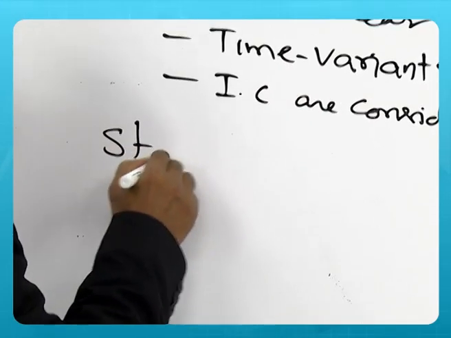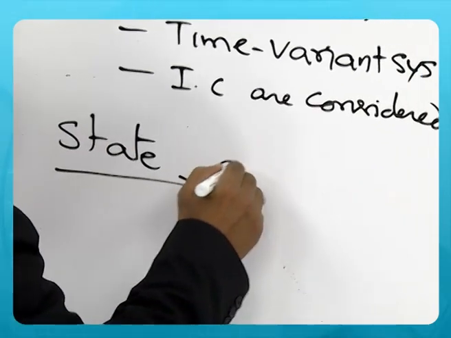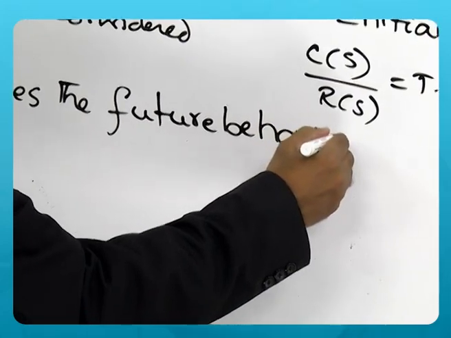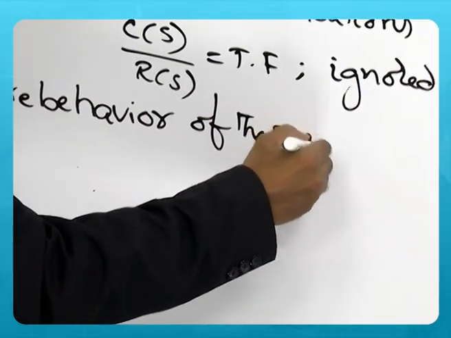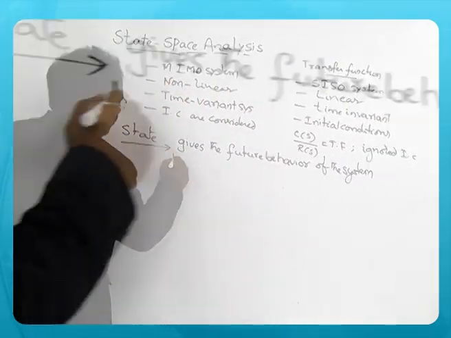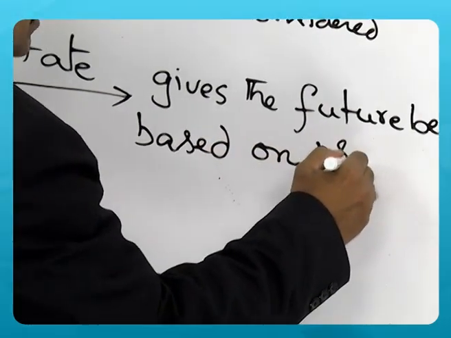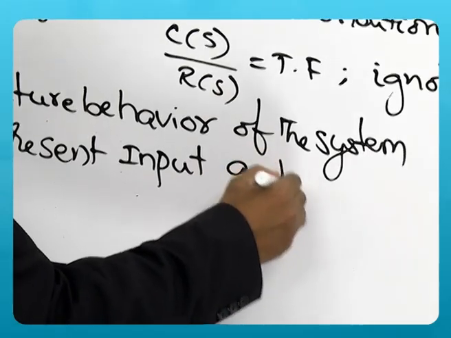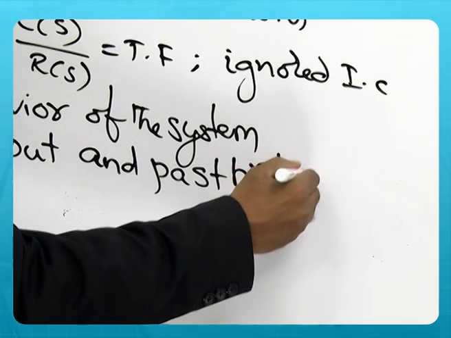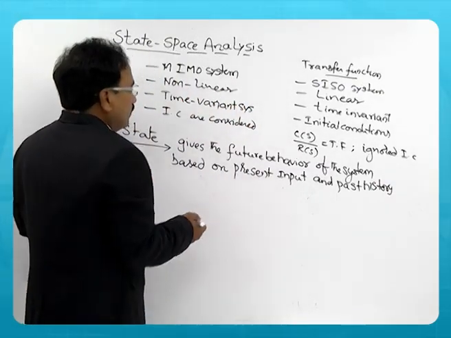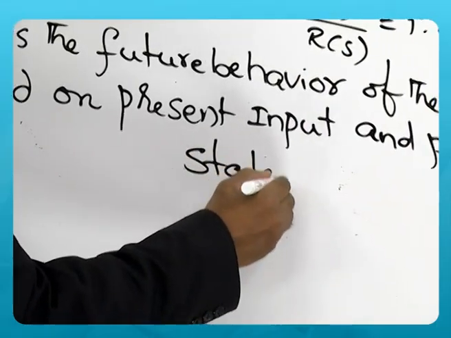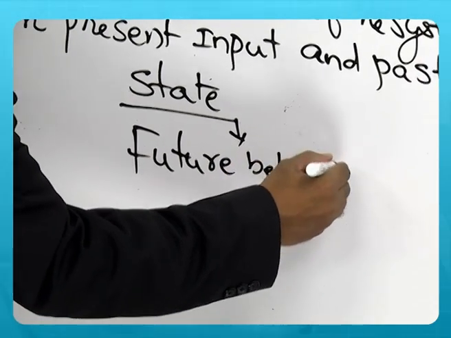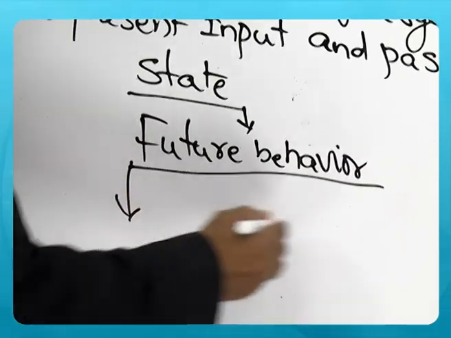The definition of the state is, or it gives the future behavior of the system based on present input and past history of the system. So, when I say the state is nothing but future behavior of the system, then this is divided into two.